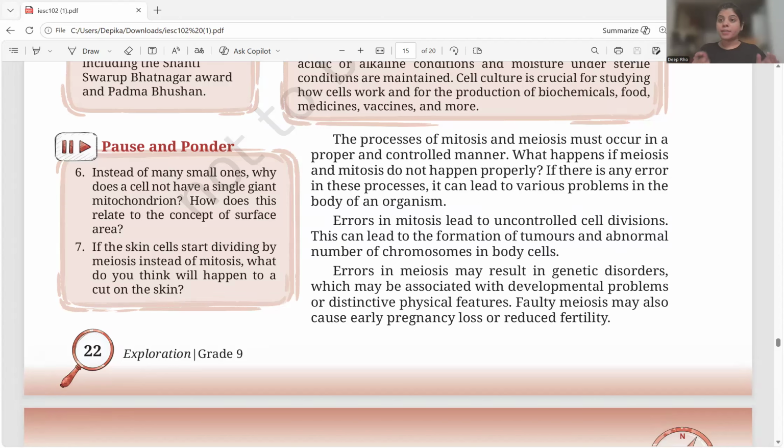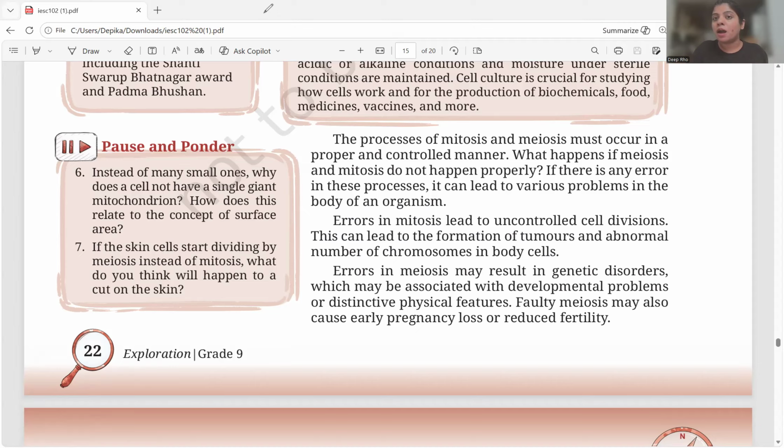One is mitosis and the other is meiosis, and they occur in a very proper and controlled way. If meiosis and mitosis do not happen properly, if any error occurs during this process of cell division, this leads to uncontrolled cell division. In mitosis, it leads to the formation of tumor or abnormal number of chromosomes in the body. Meiosis happens in germ cells during gamete formation, so errors can lead to genetic disorders. Faulty meiosis may also cause early pregnancy loss and reduced fertility.